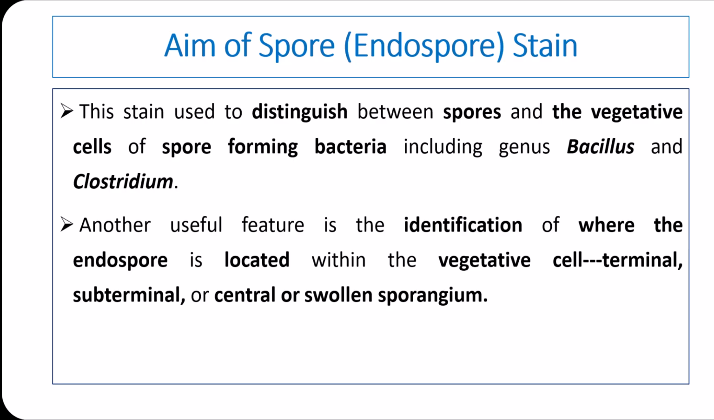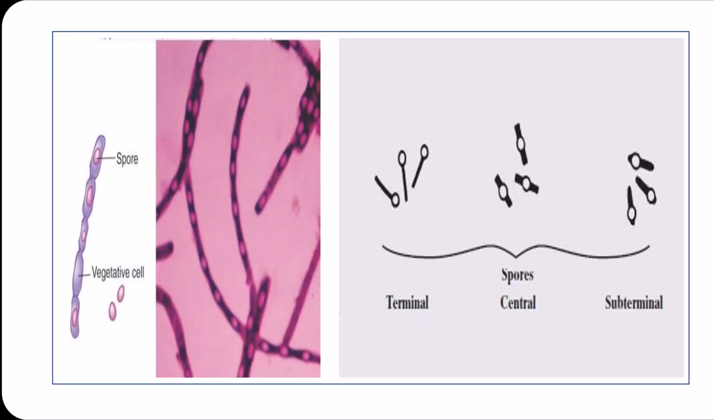The aim of this stain is that it allows us to differentiate the spore from the vegetative cell in spore-forming bacteria such as Bacillus and Clostridium. The second point, it allows us to identify the position of the endospore within the cell, whether it is terminal, subterminal, or central. As I mentioned, the aim of this procedure is to differentiate the spore from the vegetative cell, and to identify the position of this spore.